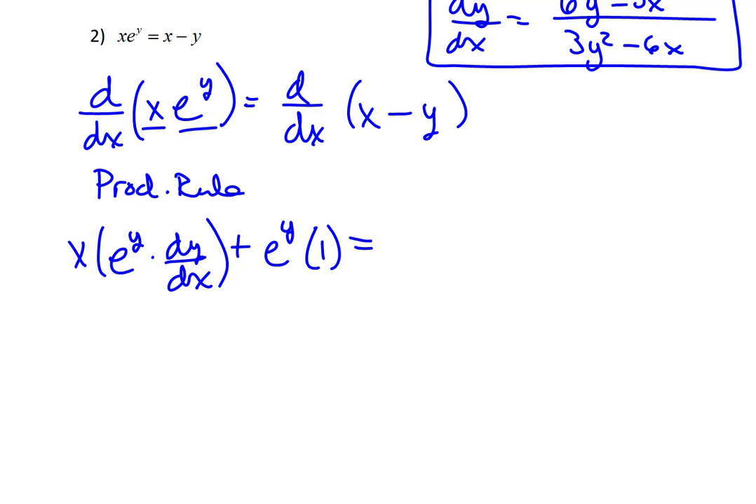Moving over to the right side, we take the derivative of each term. Well, the derivative of x would just be 1. That's an explicit function of x. We use just the regular derivative rule for that. Derivative of x is 1. And then we say minus.